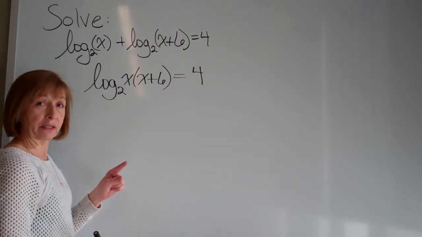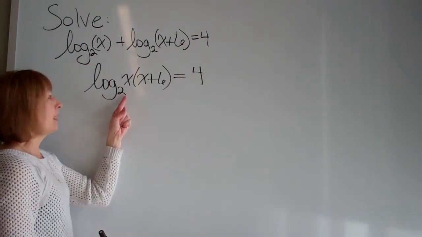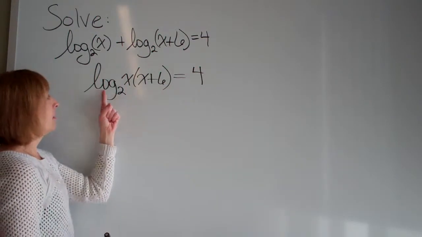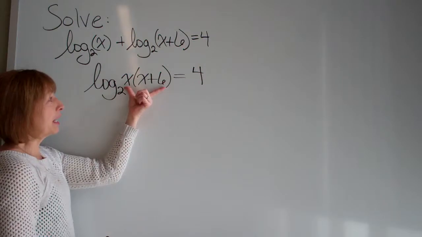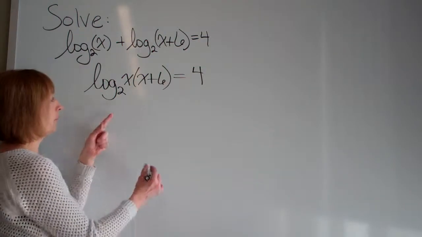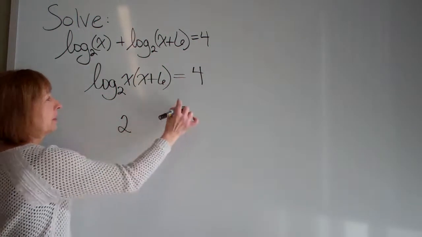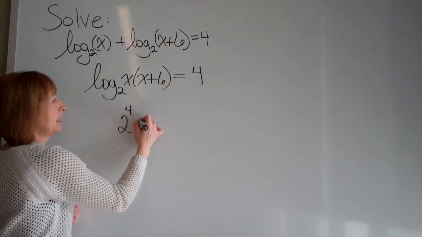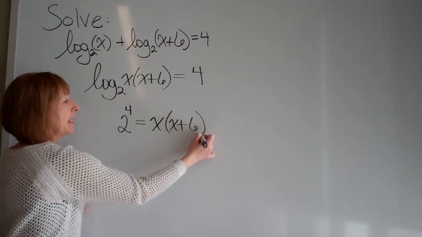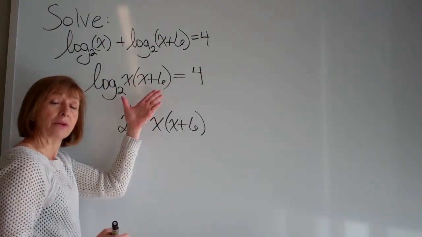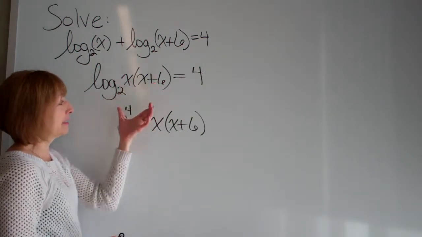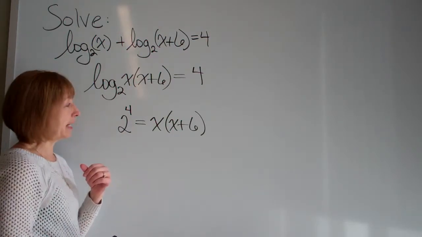Remember, logarithms are exponents. The logarithm base 2 of the quantity x times the quantity x plus 6 is equal to 4 means the exponent you put on 2 to create this expression is 4. So when we rewrite it out of logarithmic form, we have our base 2 to the exponent power 4 is equal to the expression x times the quantity x plus 6. Now, I do have other videos talking about how to rewrite out of logarithmic form to exponential form, and you may want to review that if this step isn't quite comfortable enough right now.